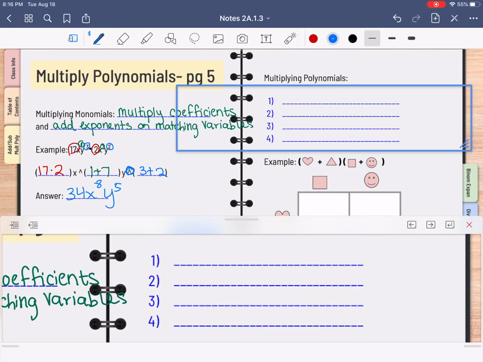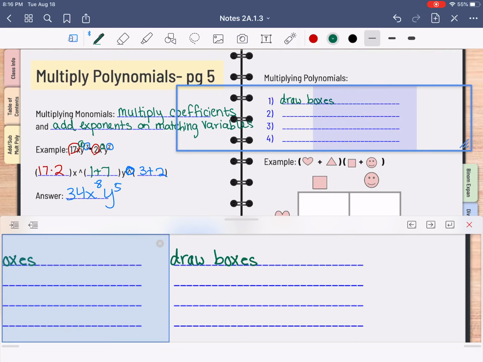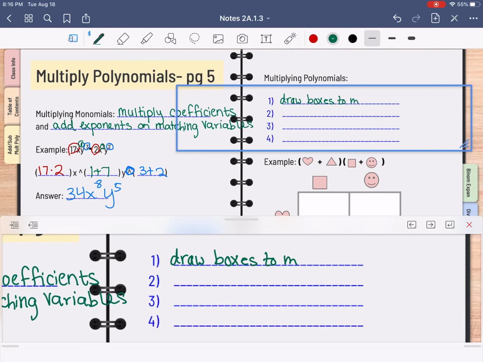So step 1 when you're doing box method is to draw boxes to match polynomial term numbers. What that means is however many terms are in the polynomial, you draw your boxes. If the polynomials you're multiplying are a binomial with a binomial, there are 2 terms in each, so you put two boxes across and 2 boxes going down. So it's 4 boxes total.